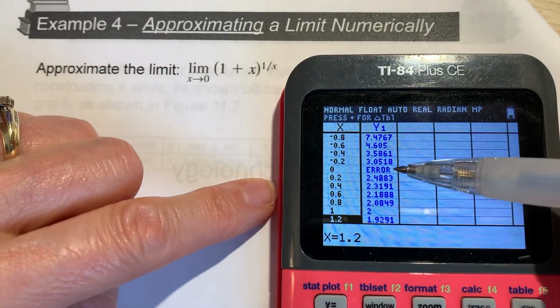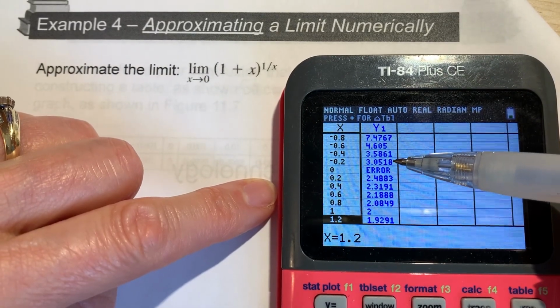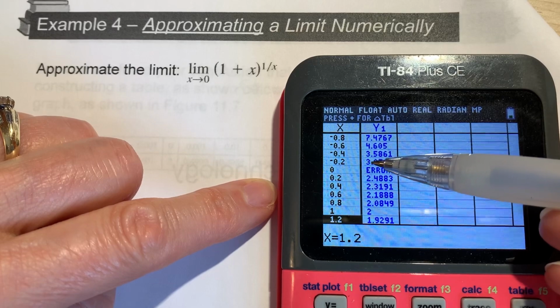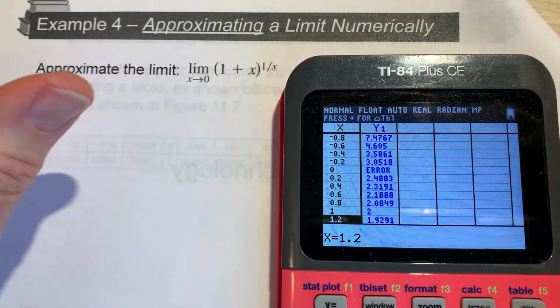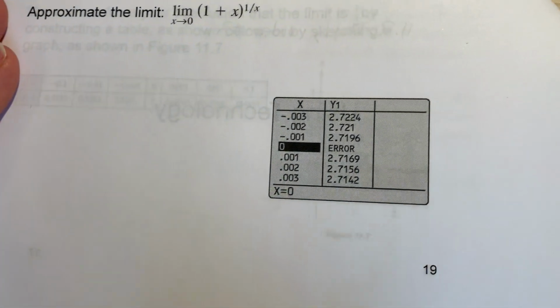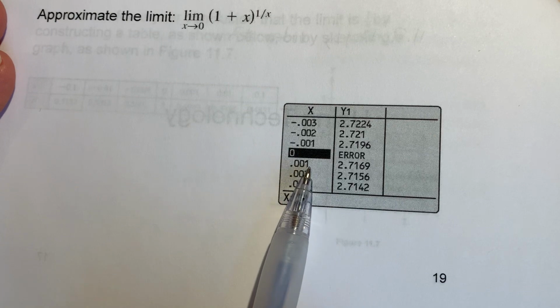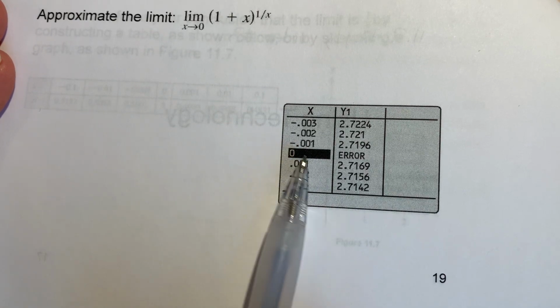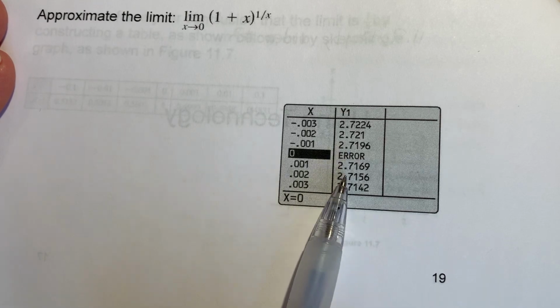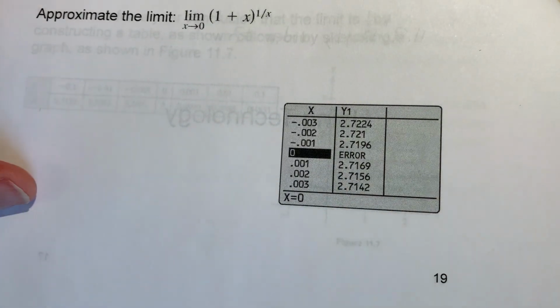Here's 0, it's undefined. This is the negative side of 0, it's 3.05. This is the positive side, it's 2.4, so it looks like it is approaching 3. Let's see what they have here. They went really close, which I could do on my calculator. Maybe we'll do that on the next one. And you can see 2.7 is the limit for that.